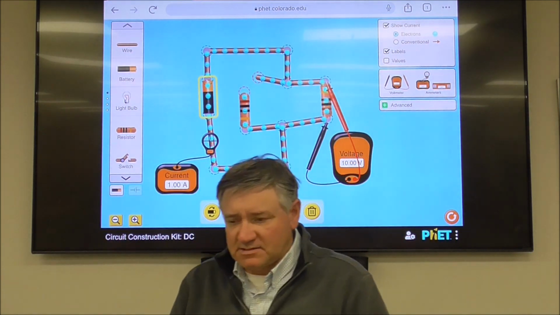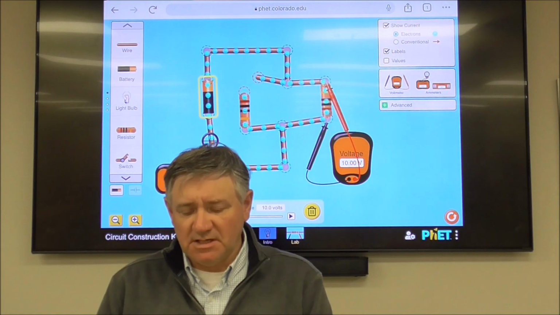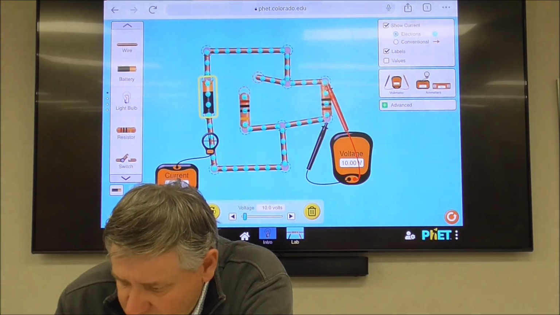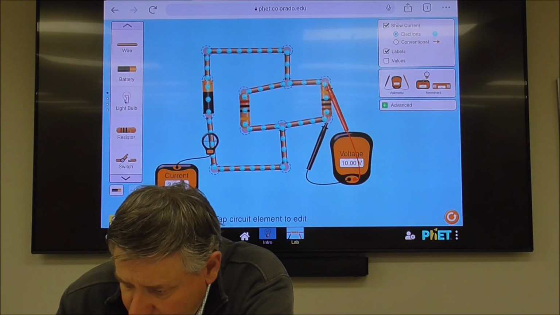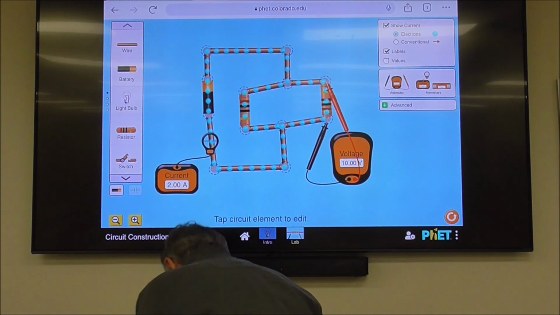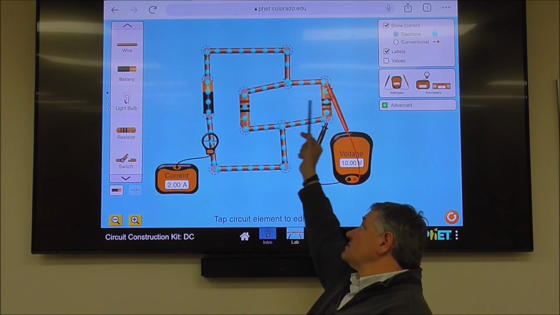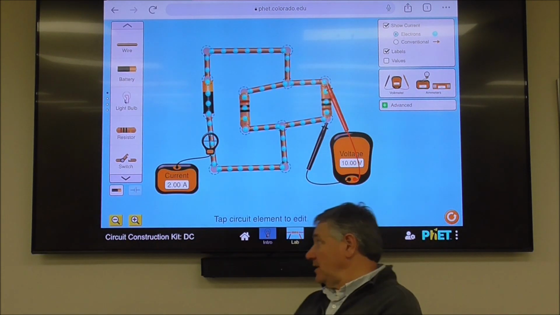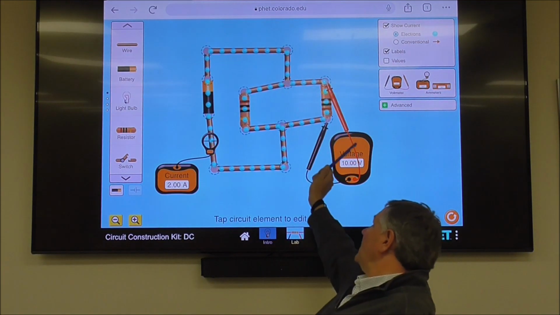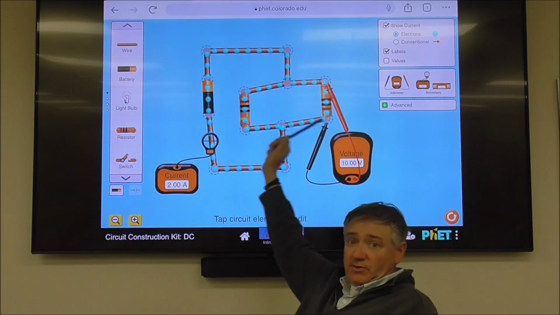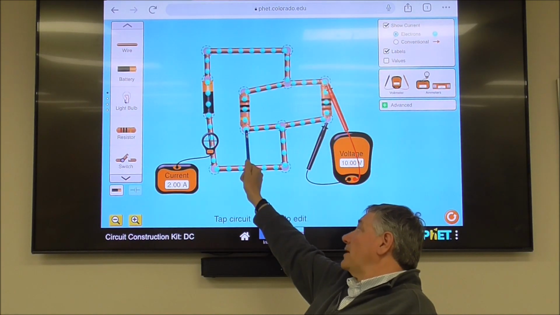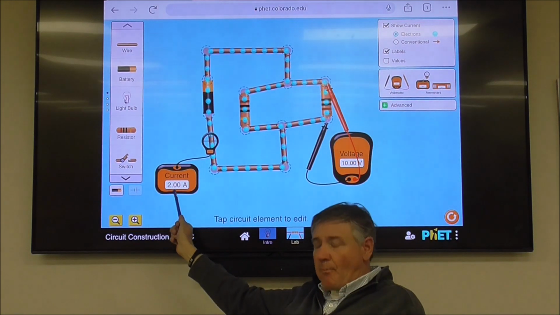Now, next logical question: what happens if we change things up? So what we're going to do next is connect this wire right here. Now, what's happened is that this is 2 resistors that are in parallel. There are a couple of things I want you to notice. When I did that, my voltage stayed at 10 volts. My current, though, went to 2 amps.